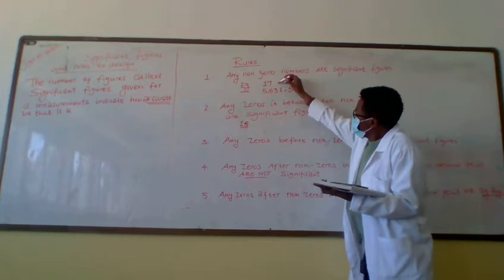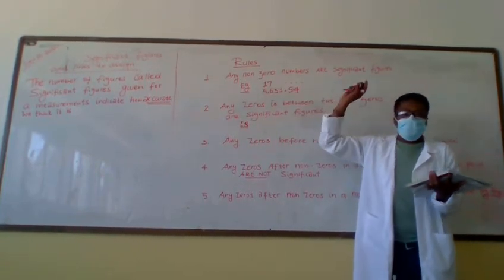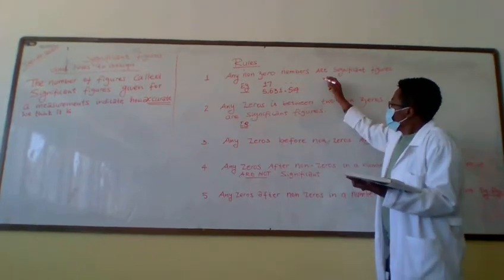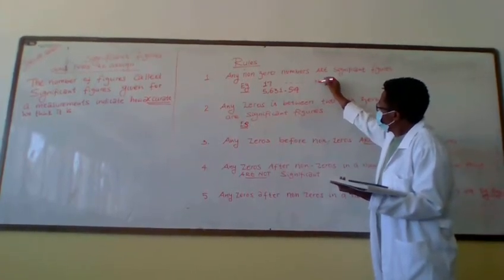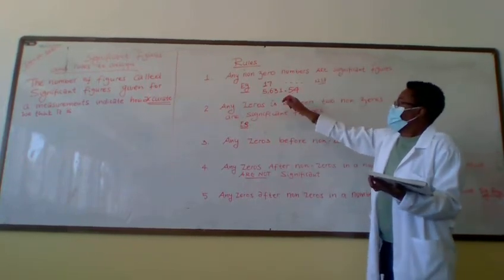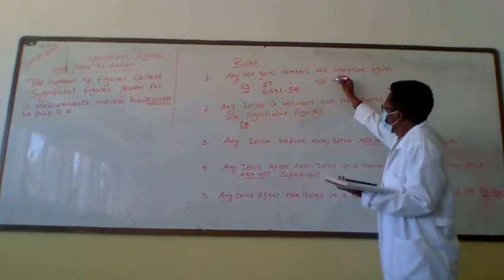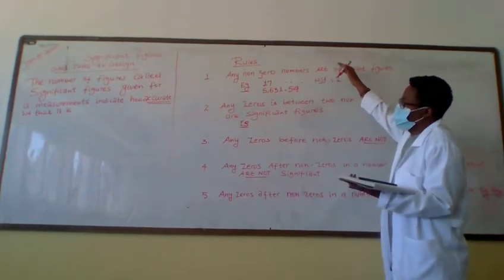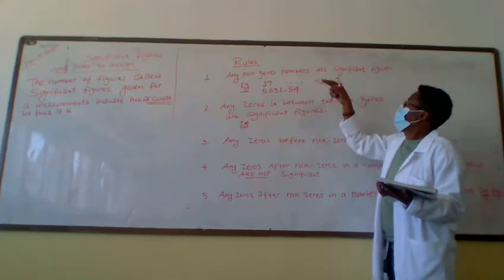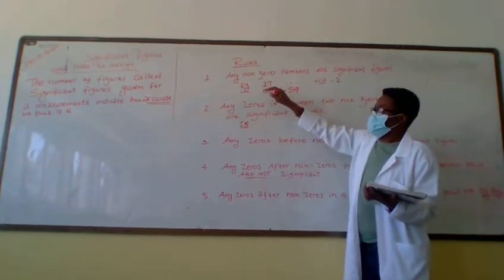So the number of figures in the first case, how many non-zero numbers are there? 2. So the number of significant figures, number of SF, let's make it NSF in short. Number of significant figures in 17? 2. Because according to this rule, any non-zero numbers are significant figures. So we have 1 and 7.